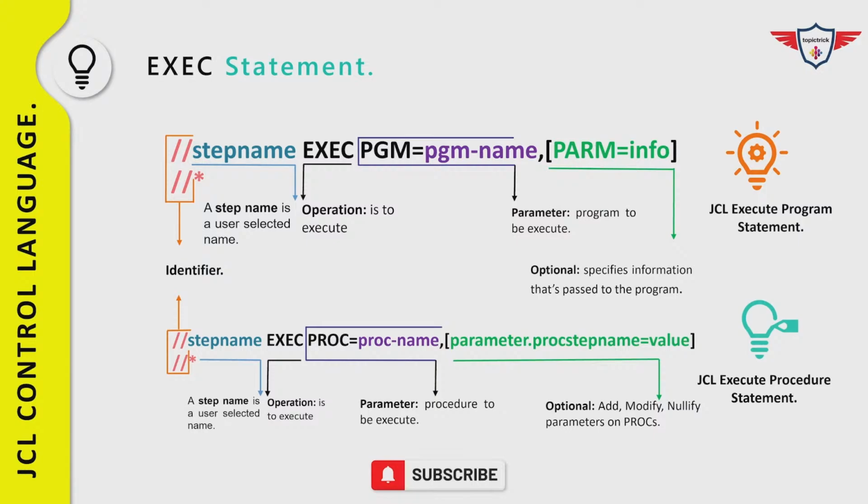You have an identifier, then you have step name, then you have EXEC statement, and after that you have a positional parameter once again, and that is PROC equals, where you have to specify the proc name that you want to execute. And in case you want to override the value of any parameter which is defined in your proc, then you can use the parameter dot the proc step name followed by a value. In this way you can add, modify or nullify the parameters which are defined in your procedures or proc. And remember, PROC equals proc name is a positional parameter. It's not a keyword parameter, right?